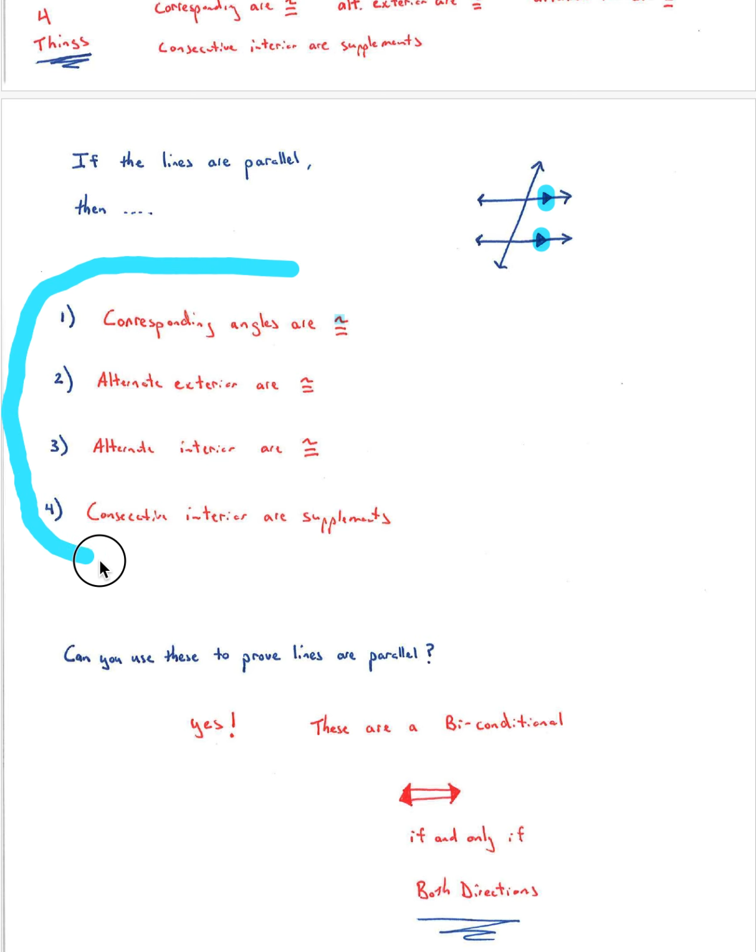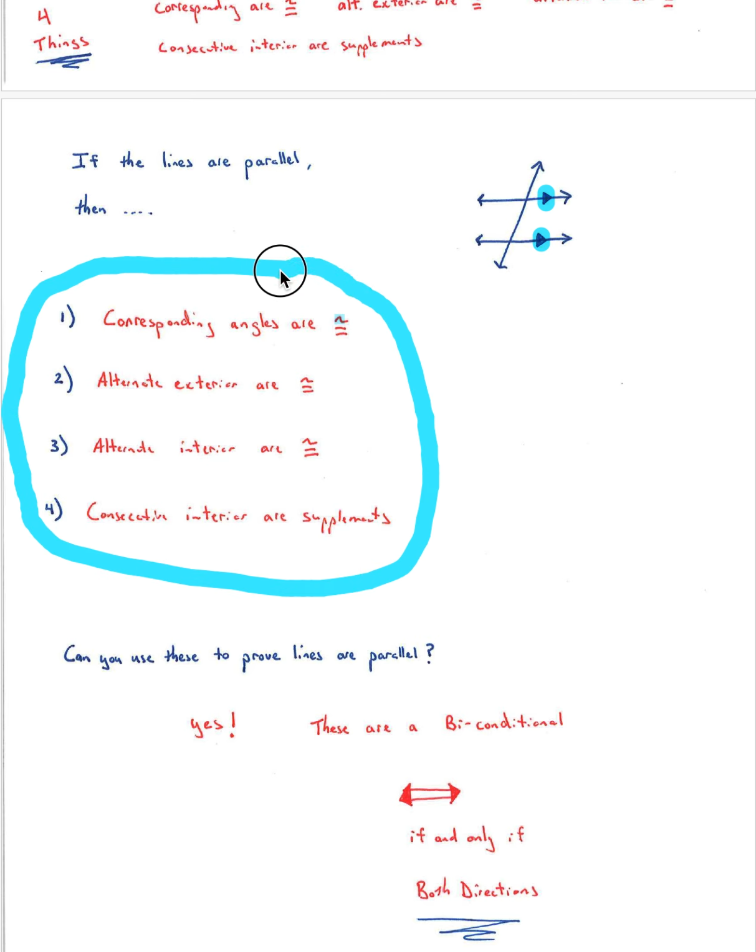These are huge. They're going to pop up all the time. For a transversal, if the lines are parallel, corresponding angles are congruent. Alternate exteriors are congruent. Alternate interiors are congruent. And consecutives are supplements. We know the blue is true as long as they're parallel. If the lines aren't parallel, then that's not true.